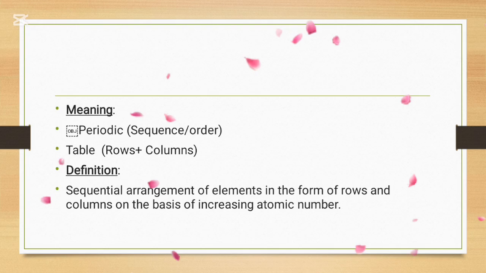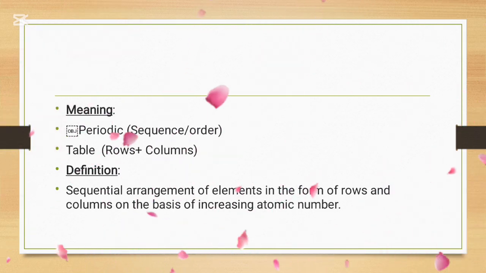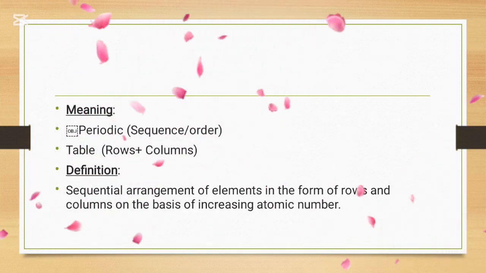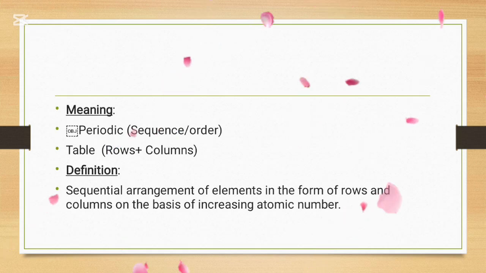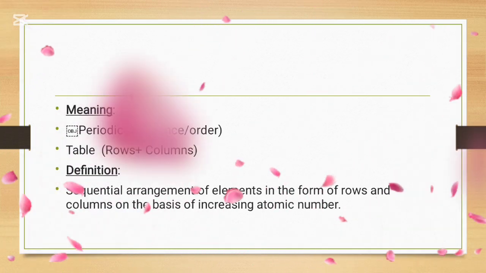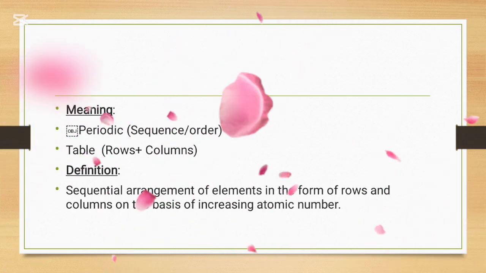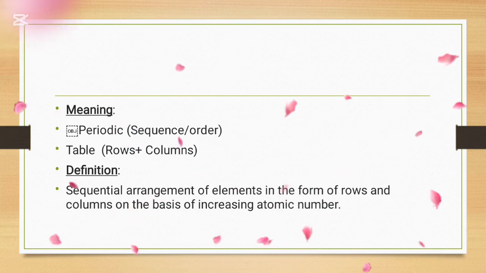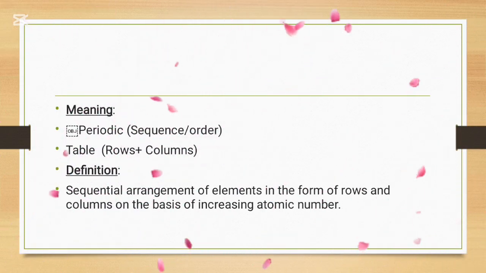Periodic table is basically a combination of two words, periodic and table. The word periodic represents the sequence or order, and the word table represents the rows and columns. So it is the sequential arrangement of elements in the form of rows and columns on the basis of increasing atomic number. It means it is a tabular presentation of elements in which elements are arranged on the basis of increasing atomic number.